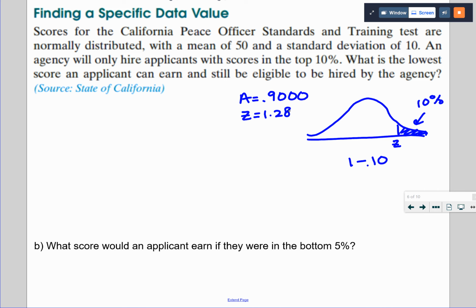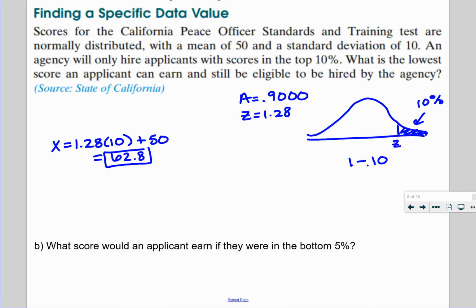Once you have the z-score, you can convert it to an x. So 1.28 times the standard deviation here, which was 10, plus the mean, 50. So a score of 62.8 or higher on the test would put you in the top 10%.